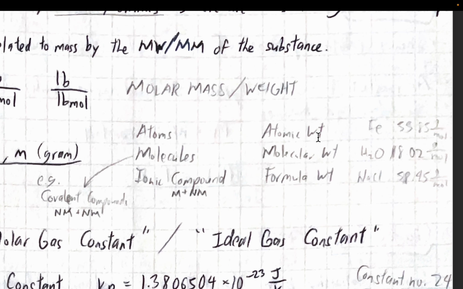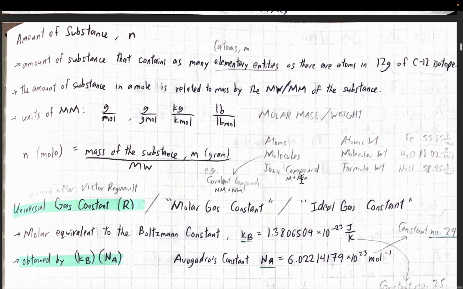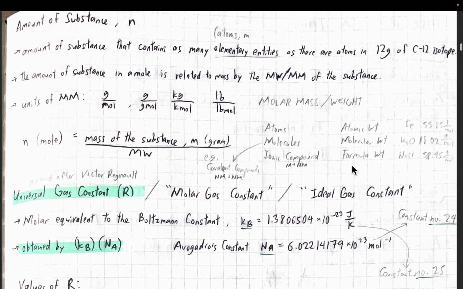It's actually shown here. For atoms, we call it atomic weight. For molecules, we call it molecular weight. For ionic compounds, this is the combination, no, of a metal and non-metal, we call it formula weight. So essentially, the more generalized term is molar mass.